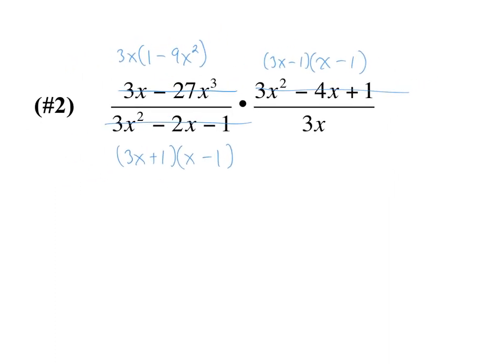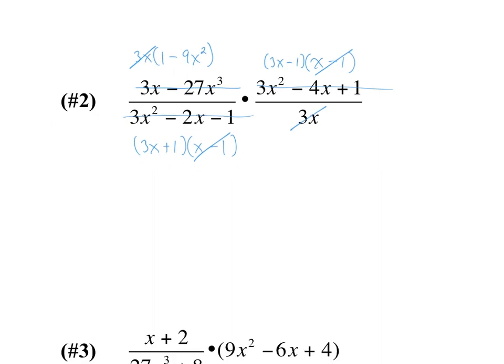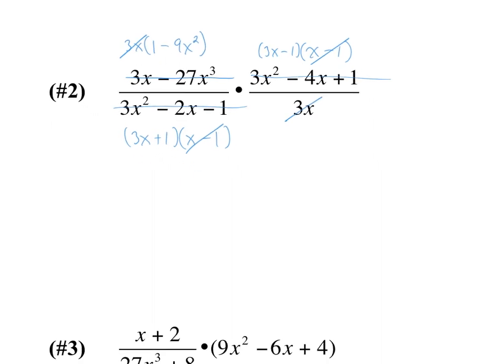So, let's do some canceling first here. We see we have 3x and 3x. These are going to cancel. I also see x minus 1. I can cancel things vertically or diagonally. Okay, so that's what I'm doing. And now I'm going to multiply straight across. So I have 1 minus 9x squared times 3x minus 1, all over, and then 3x plus 1 is going to be on the bottom.